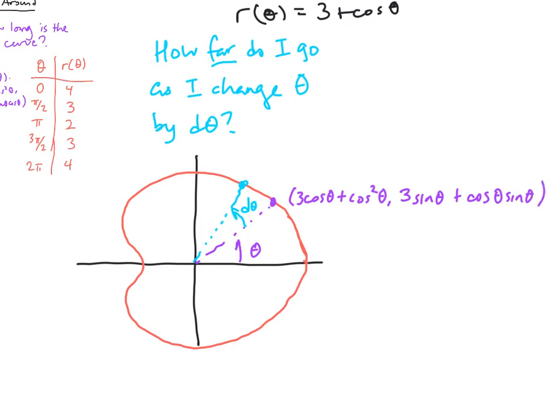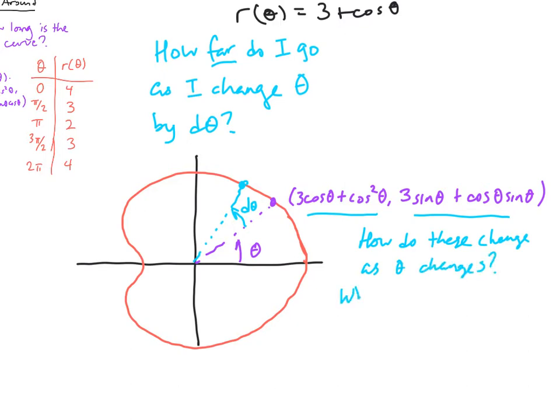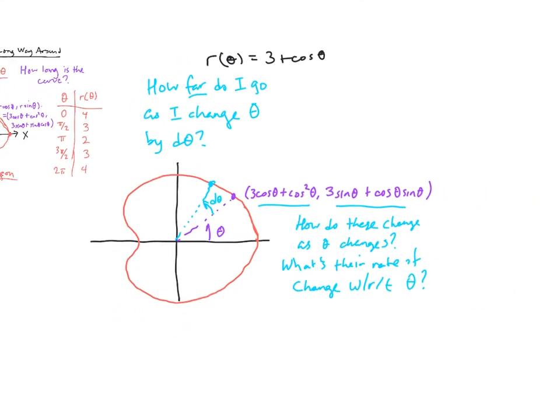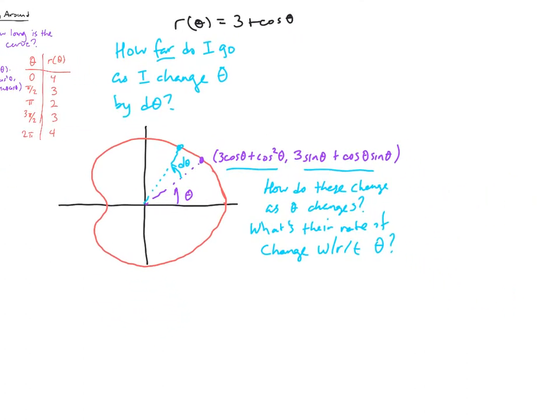Now, what we're going to do is consider how each of these coordinates changes, this one and this one. How do these change as theta changes? In other words, what's their rate of change with respect to theta? Well, thankfully, we have a tool for finding the rate of change of something. That's the derivative. That's what you spent all of last semester on. So I'm going to calculate the derivative of each of these with respect to theta.